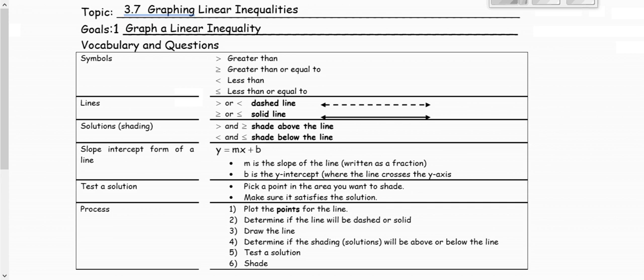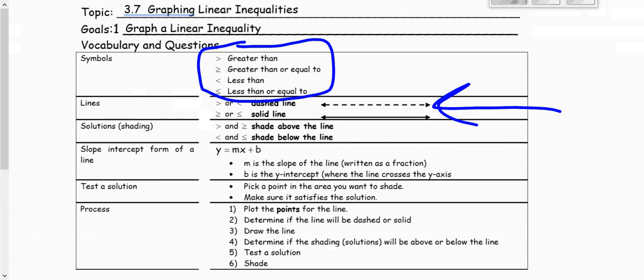In this lesson, we're going to talk about graphing linear inequalities instead of equations. The big difference is that you're going to have these symbols instead of just an equal sign. Those symbols mean a couple of different things. First of all, they're going to tell you what type of line you need. Some symbols are going to have you use a dashed line, and some of them are going to have you use a solid line. Those symbols are also going to talk to you about shading.